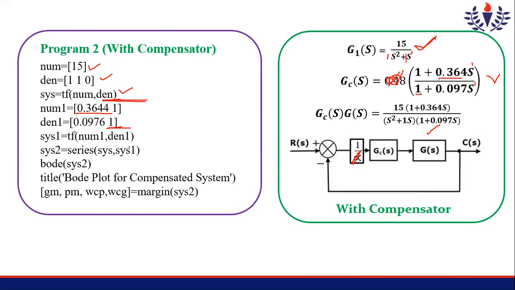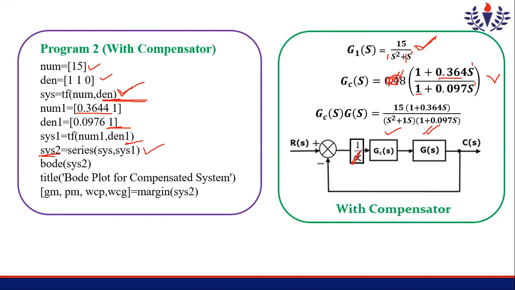So by using these two, we can frame this system 1. Here SYS is the original system, the open loop system. SYS 1 is the compensator transfer function. Now if you observe, these two are in series, these two are in cascade. So after cascading, we get a new transfer function that we are assuming as SYS2. So SYS2 is equal to series of the existing open loop system comma the compensator transfer function GC of S, that is, SYS comma SYS1.